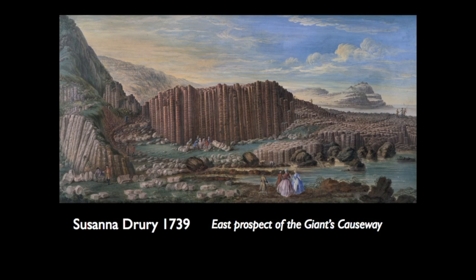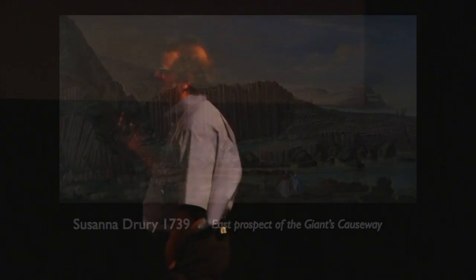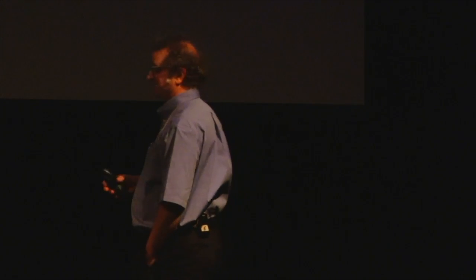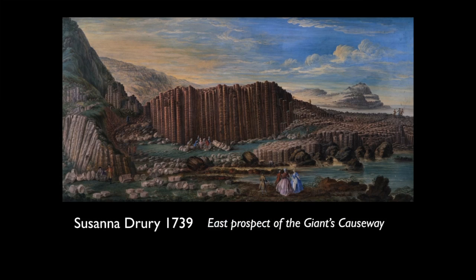In fact, the picture that precedes this was actually commissioned by the Royal Society. It was the first effort by anyone to draw a realistic picture of a geological formation for the purposes of learning something about science. And this is like the second one. Some people believe that Susanna Drury, who's a no-name artist, no one knows anything about her, used a camera obscura to make this picture.